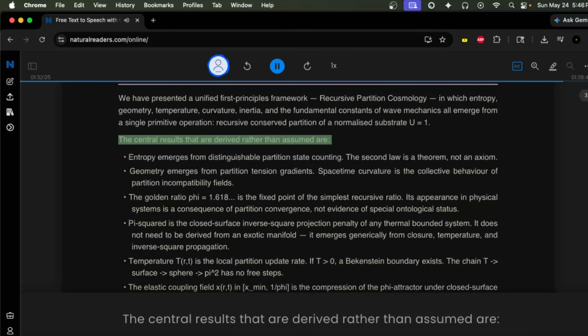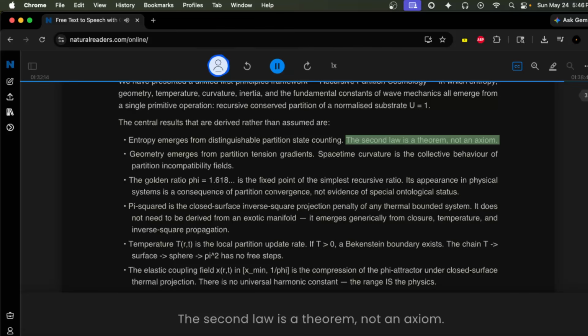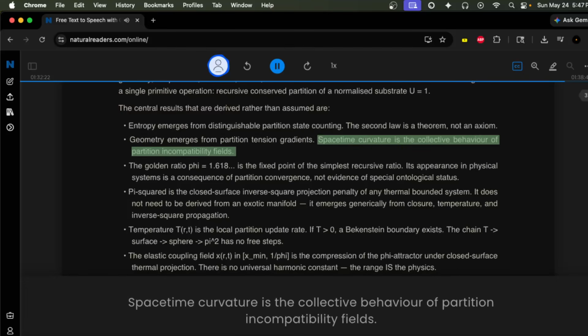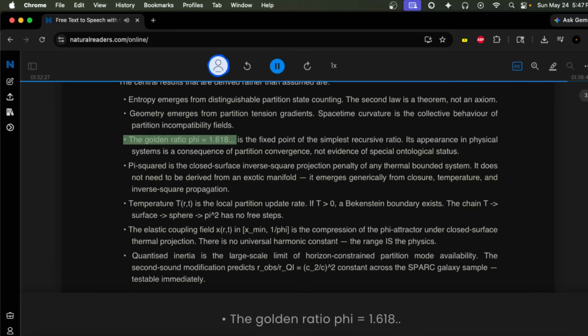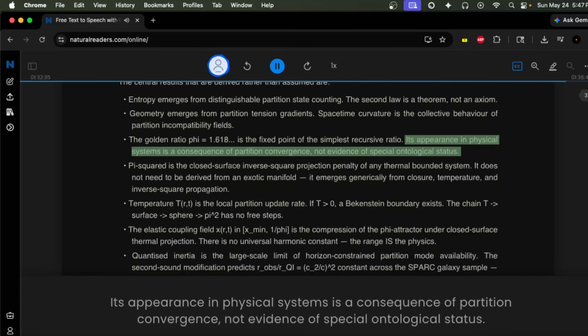The central results that are derived rather than assumed are: entropy emerges from distinguishable partition state counting. The second law is a theorem, not an axiom. Geometry emerges from partition tension gradients. Spacetime curvature is the collective behavior of partition incompatibility fields. The golden ratio phi equals 1.618 is the fixed point of the simplest recursive ratio. Its appearance in physical systems is a consequence of partition convergence, not evidence of special ontological status.